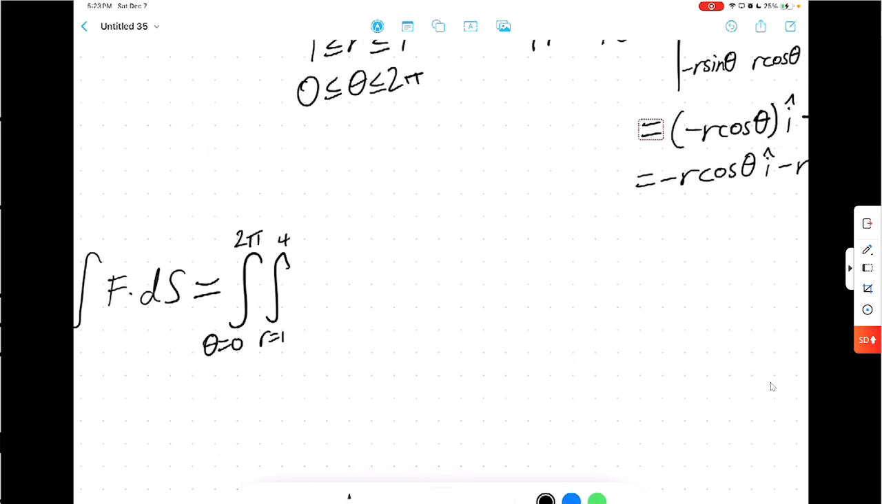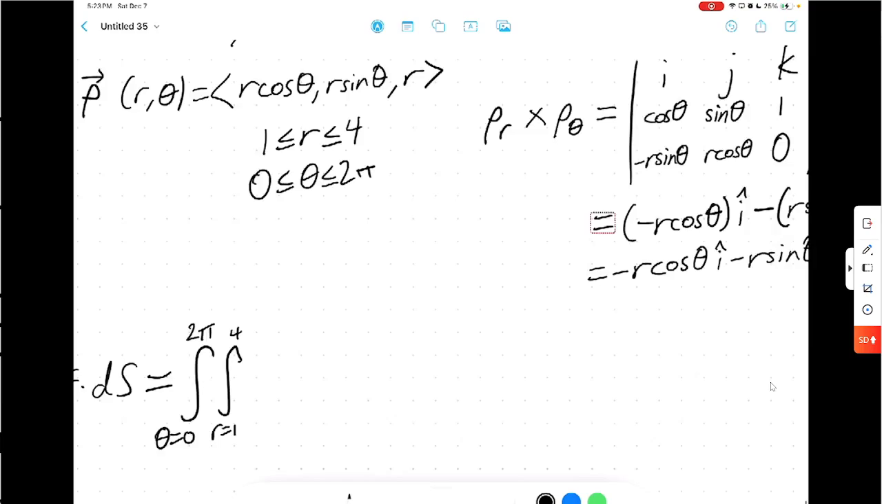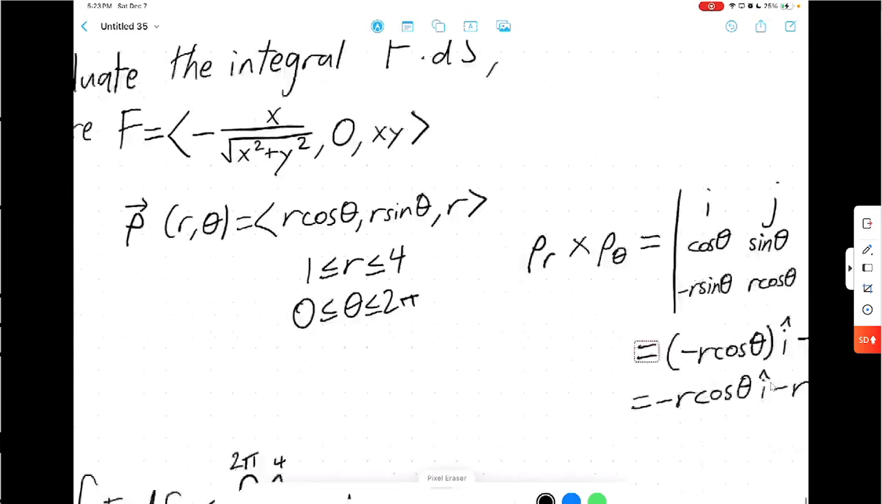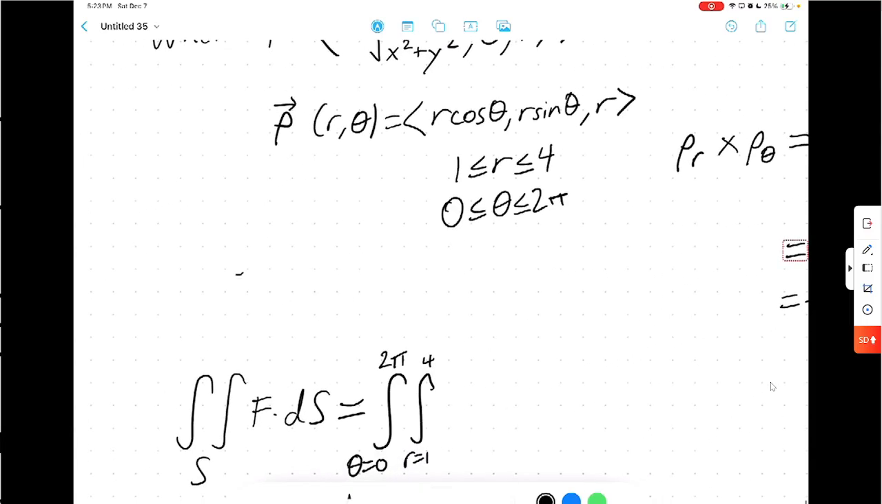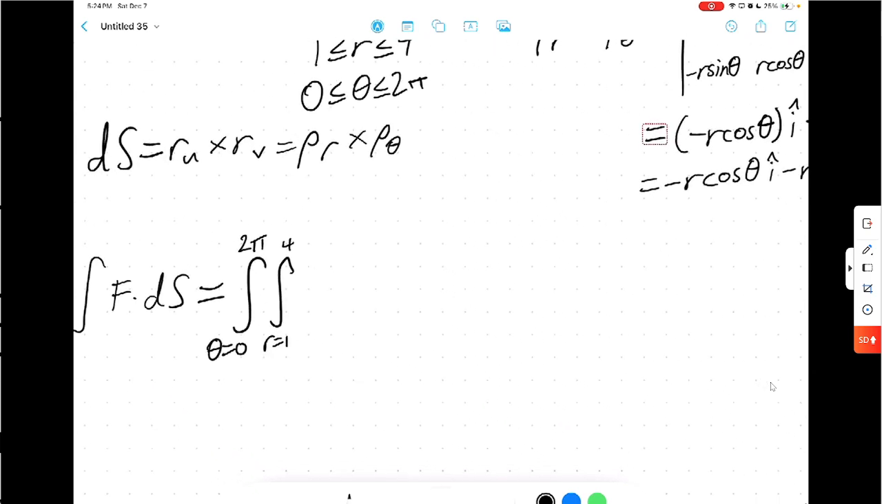Why did you use the cross product there? Okay, it's in the formula sheet, but essentially, when you have a surface integral, your dS is technically your r_u cross r_v, but I renamed everything, so it's just this, with respect to r cross with respect to theta. When you have a vector function like that, it's in your formula sheet. Okay. Isn't there like an arc something as well?